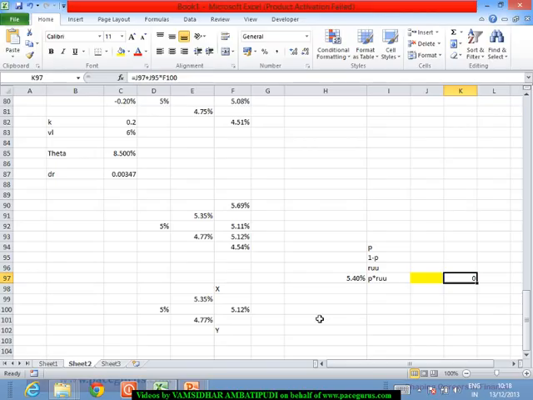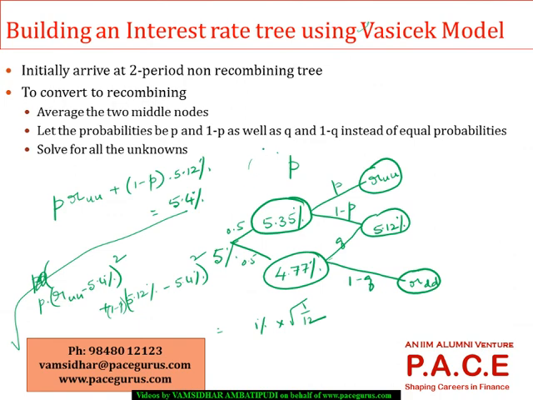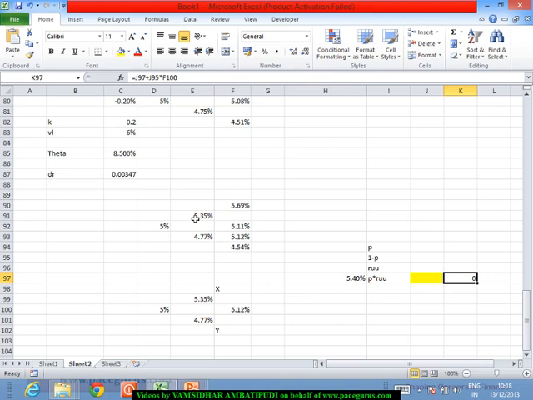So using all these, P and RUU are the two variables for me, and I have two equations. Solving these two expressions for two unknowns will give me the values of P and RUU. The same way I can do the same for Q and RDD. And if I have a third period also, I have to do a similar kind of approach. That is how I can make a non-recombining binomial tree into a recombining binomial tree.